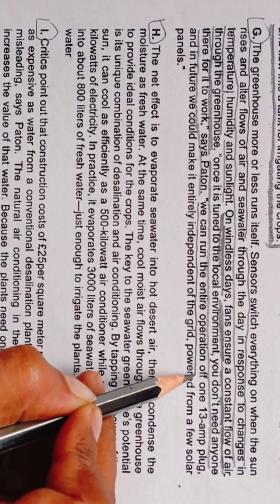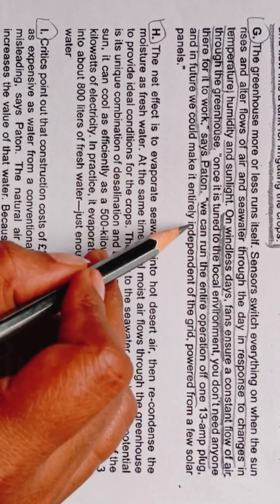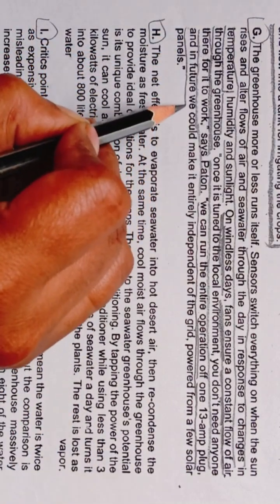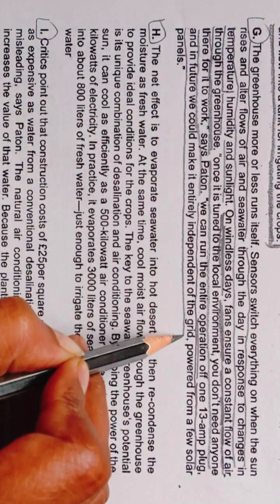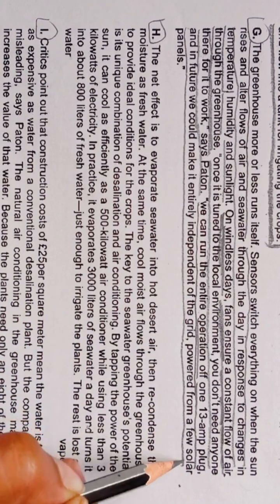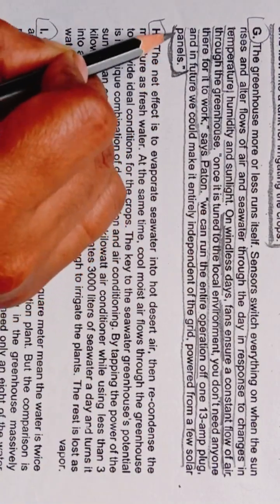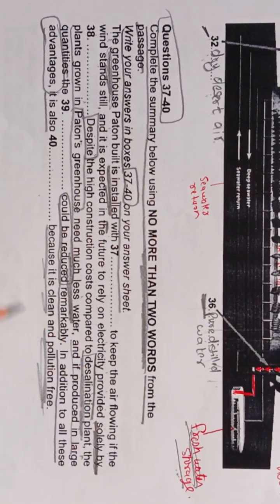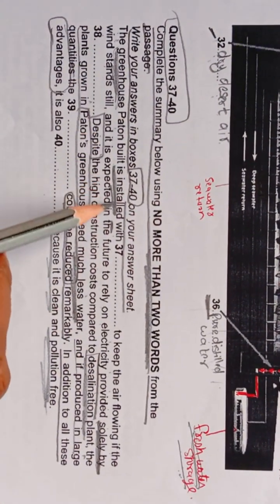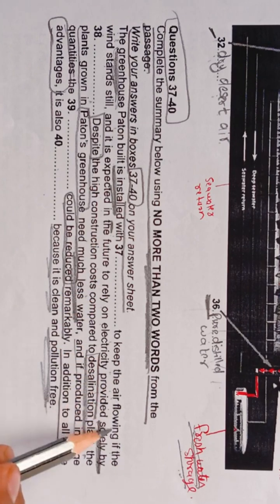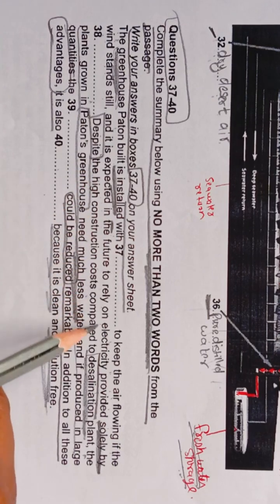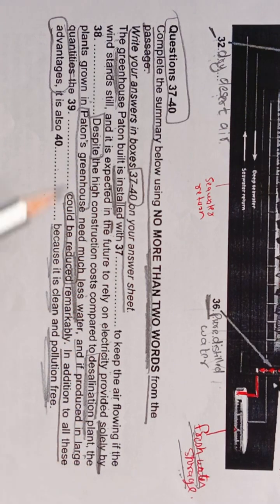We can run the entire operation off a 13 ampere plug, and in future we would make it entirely independent of the grid, powered from a few solar panels. Okay, so let's see whether we are getting our answers or not. So what in question they are asking? They are asking the greenhouse Pattern built is installed with dash to keep the air flowing if the wind stands still, and it is expected in the future to rely on electricity provided solely by dash.